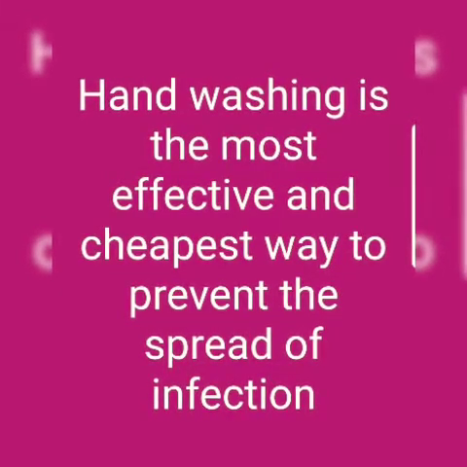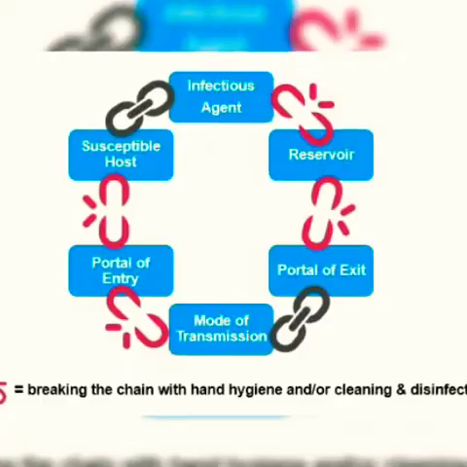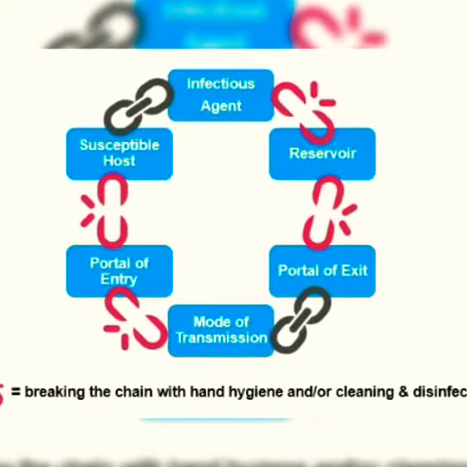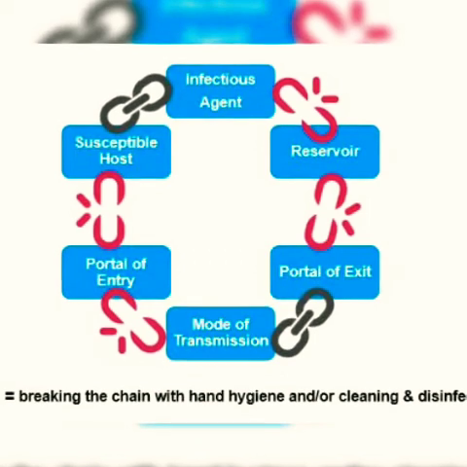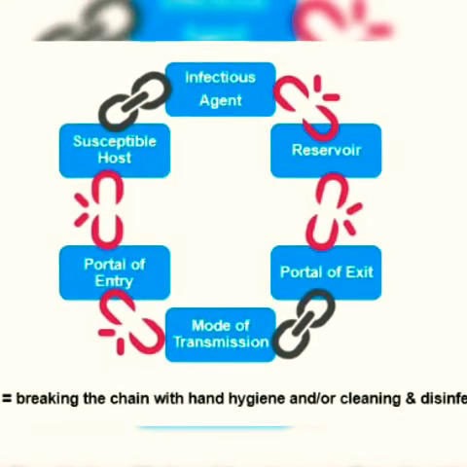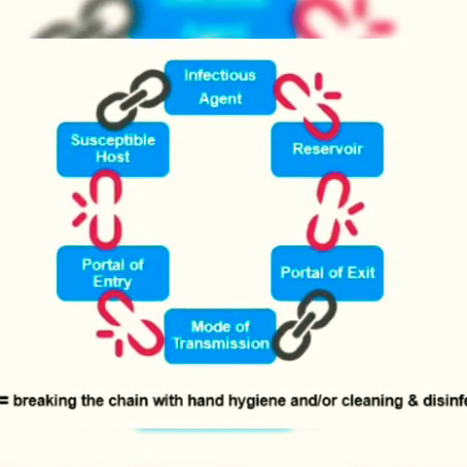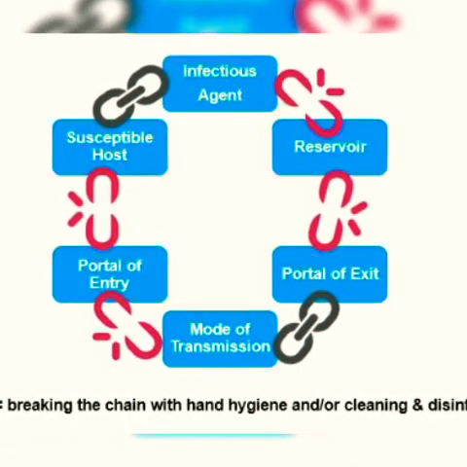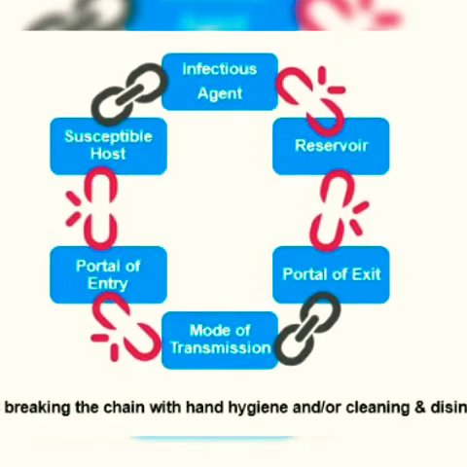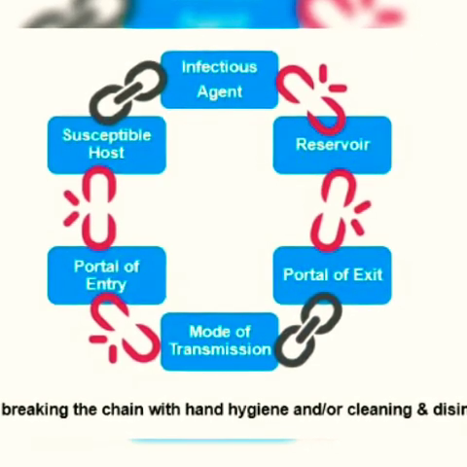The 6 elements of the chain of infection include the infectious agent, which is the pathogen, then the reservoir, that's the habitation of the pathogen, the port of exit, how the pathogen exits the reservoir, the mode of transmission, the port of entry into the host, and the susceptible host.